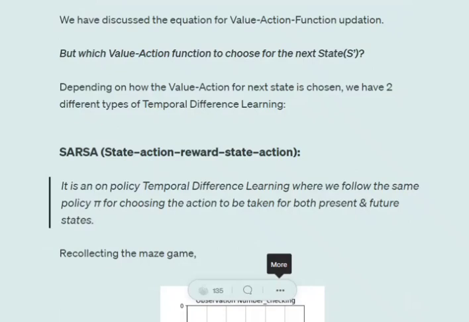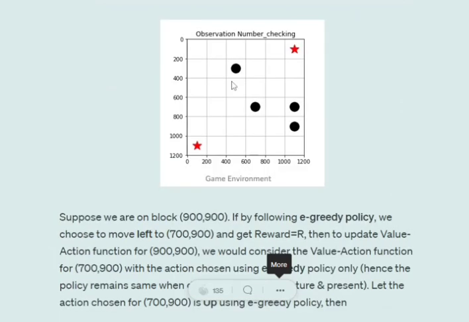So it is on-policy temporal difference learning. Just remember the term on-policy, where you follow the same policy pi for choosing actions in both the present state and the next state. Understand with an example. Assume this is my environment and I am at block 900, 900.